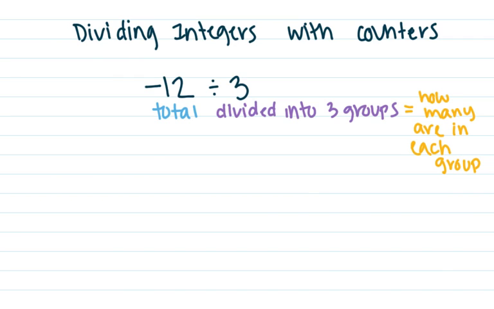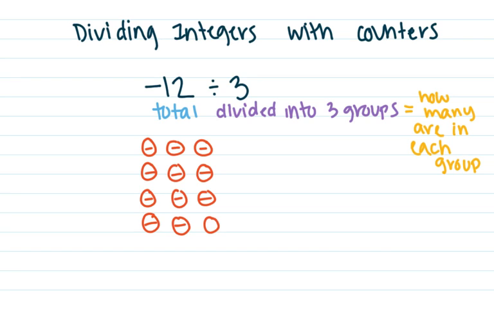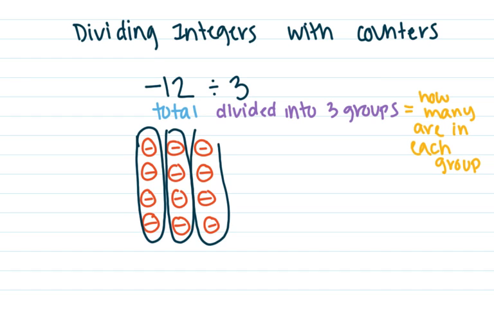So here's my total. I have 12 negatives. So I'm going to draw my 12 negatives here. There's 6, 7, 8, 9, 10, 11, 12. And now I'm going to divide my 12 negatives up into 3 equal groups. So here is one group, here is one group, and here is the last group. And my answer is how many are in each group. There are -4 in each group. So -12 divided by 3 is -4.